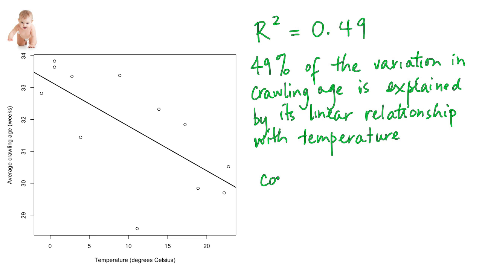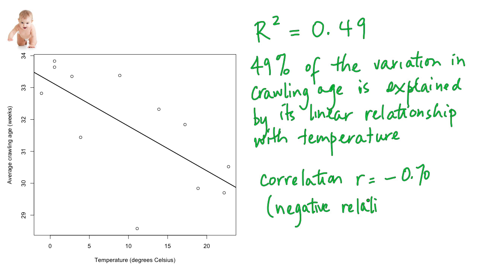The correlation between average crawling age and temperature is the square root of r squared and is negative 0.70. Note that the correlation is negative because the relationship between crawling age and temperature is negative. R squared, on the other hand, is always positive, so r squared never indicates whether our relationship is positive or negative.